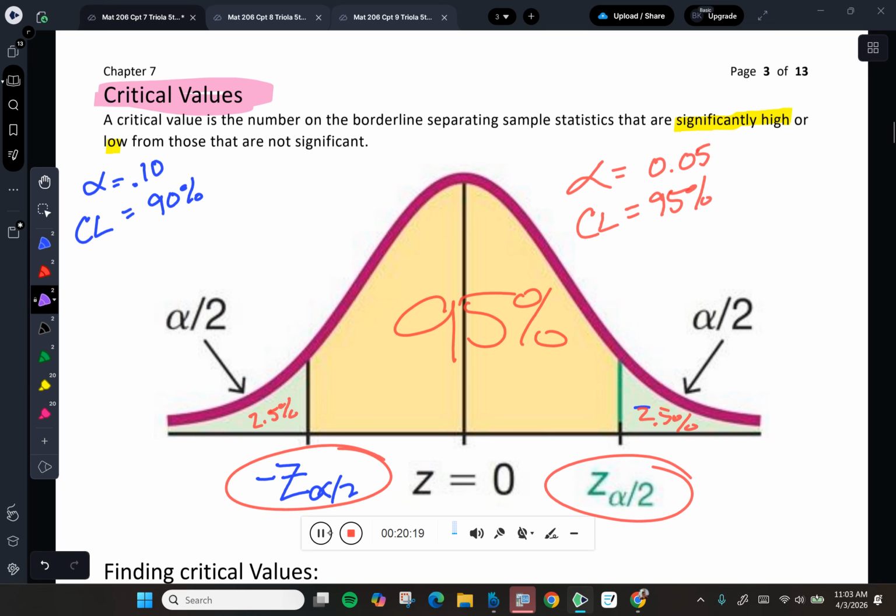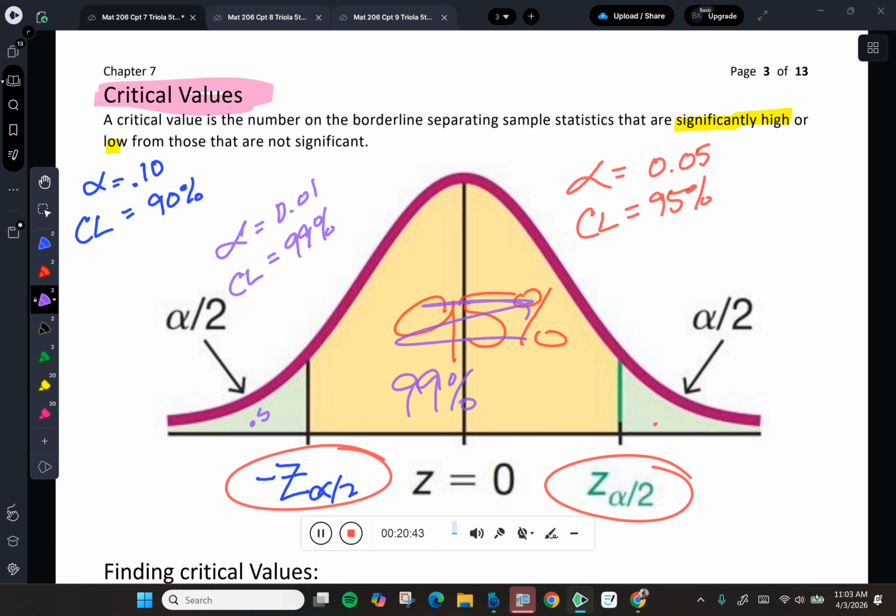Right. Now, if you went crazy and did the alpha level of 0.01, which is a confidence level of 99%, then in the middle here, we're looking at 99%. And the tails over here then get really small, right? Because we only have 1% to share between both of those tails, which means this one over here is 0.5% and 0.5%.